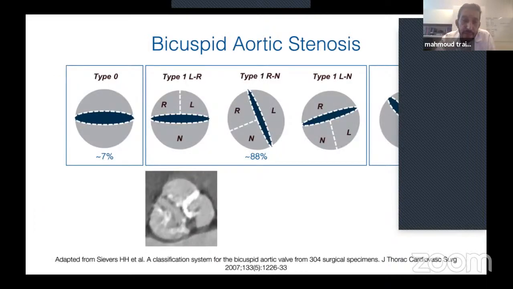So when we look at bicuspid aortic valve, the classic description is in the Sievers classification, where we group them into type 0, type 1, and type 2. Type 0 having no raphe through the bicuspid valve, that's about 7% of patients. Type 1, which is the majority, where we do have a single raphe, and then type 2 is where we have two raphes.